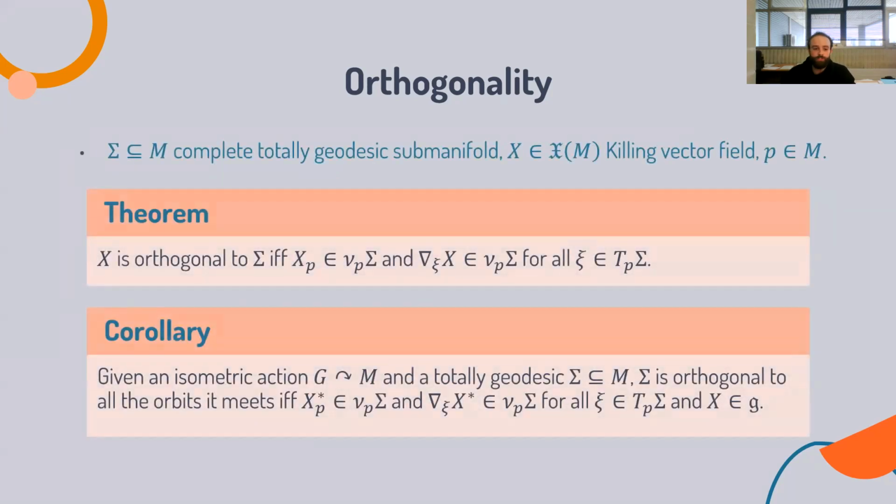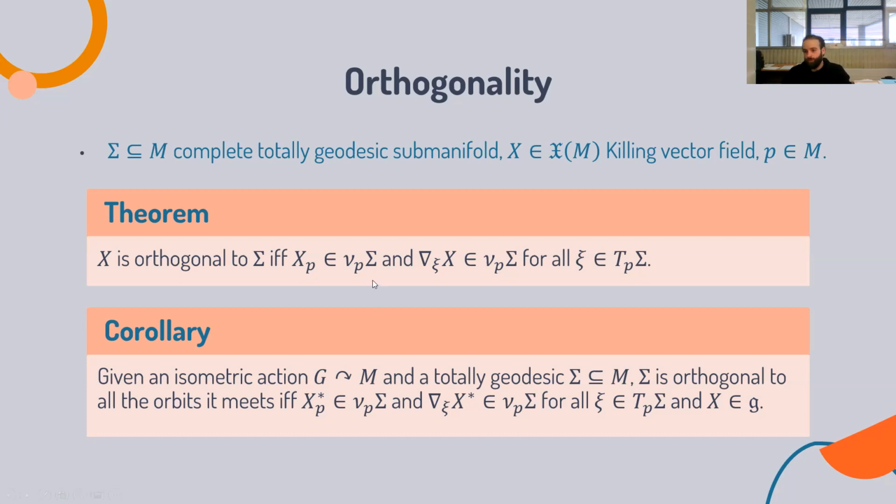We have the following condition: X will be normal to gamma if and only if X is normal to gamma at one chosen point, and the covariant derivative of X sends the tangent space at that point to the normal space at that point. So this originally global-seeming condition has been turned into a local condition.